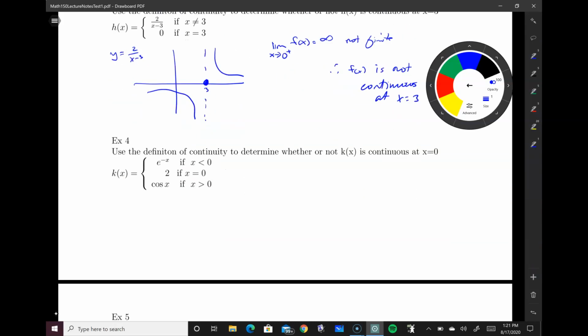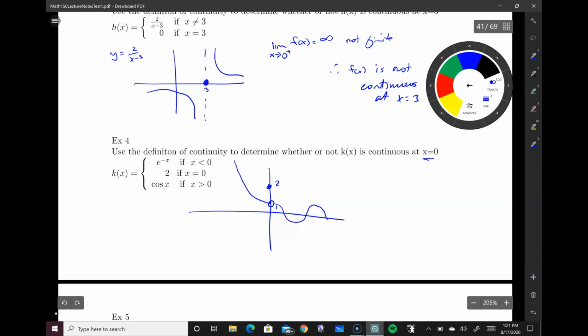Oh, here I have a piecewise defined function. Can we put all the pieces together to find out whether it's continuous at x equals 0? So if x is less than 0, I've got the graph of e to the negative x. Looks like that. If x is 0, then I've got the filled in dot at 2. And then cosine of x looks like that. So I'm looking at what's happening at 0. Is this continuous at 0? It is not, because I see I have a removable discontinuity.